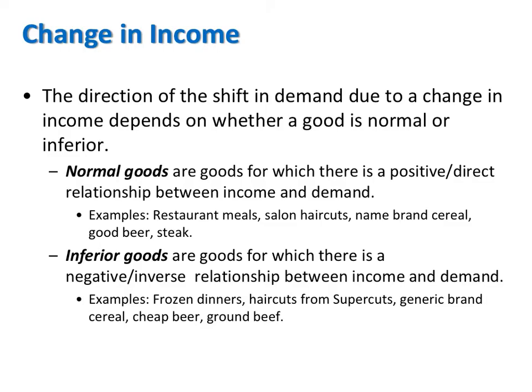Examples would include restaurant meals, salon haircuts, name brand cereal, good beer, or steak. Inferior goods, in comparison, are goods for which there is a negative or inverse relationship between income and demand. These are the goods that you buy less of as your income goes up and more of as your income goes down. Examples of inferior goods include frozen dinners, haircuts from Supercuts, generic cereal, cheap beer, or ground beef.